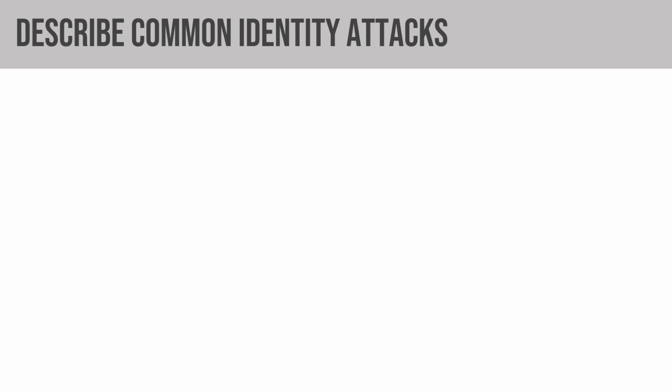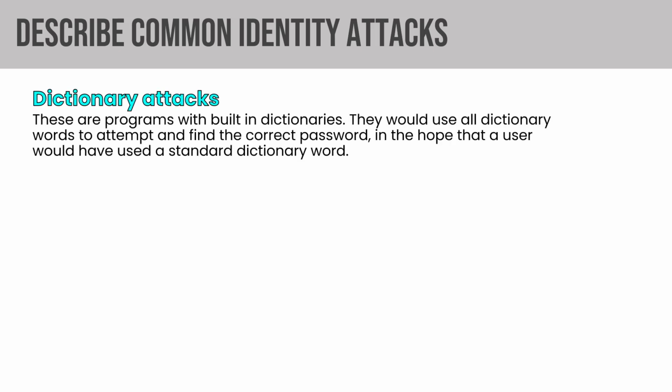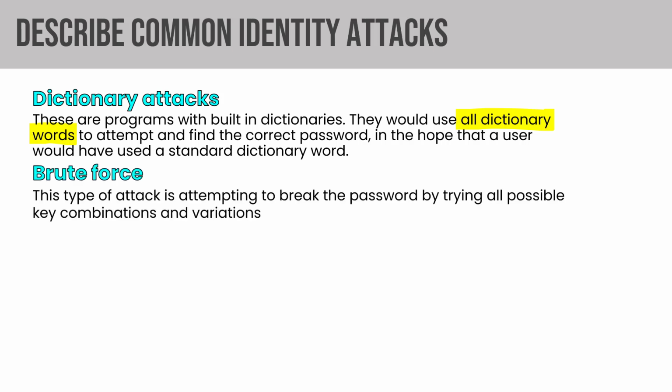You're expected to be familiar with common identity attacks for the exam, and a couple of these will look familiar from Objective Domain 1 from the Common Threats discussion. So dictionary attacks, where a program uses a built-in dictionary, attempting all dictionary words to find that correct password, hoping a user has basically picked a word out of the dictionary. We have brute force, which is an attack that attempts to break the password, trying all possible key combinations and variations. Brute force really depends on password complexity and compute power as far as how successful that sort of attack will be. More compute power can try more combinations more quickly, essentially.